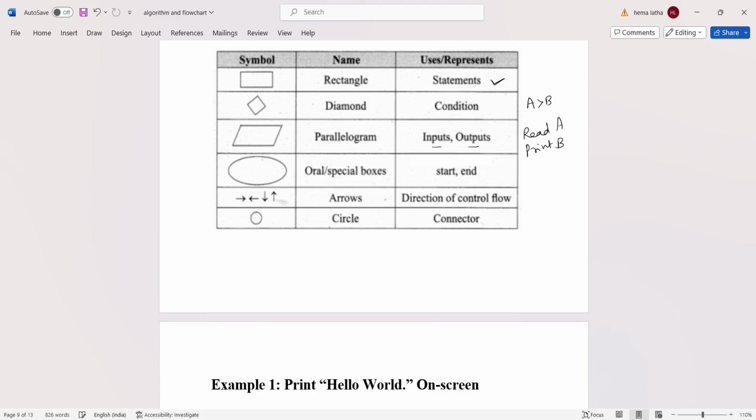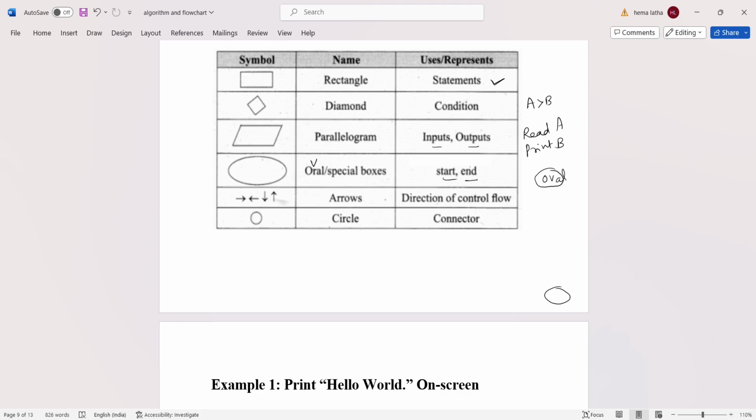That is the output, right? For that also the same symbol. For input and output, the same symbol, that is parallelogram. And the next one is oval. Actually, this is the oval symbol for starting and ending. For any program, it should begin with the start and then end. So both should be represented by the oval symbol.